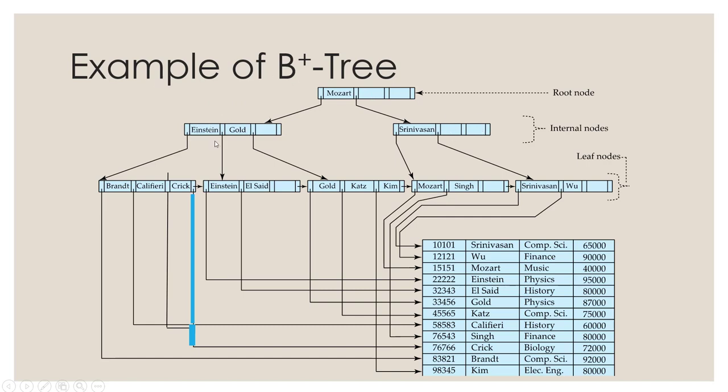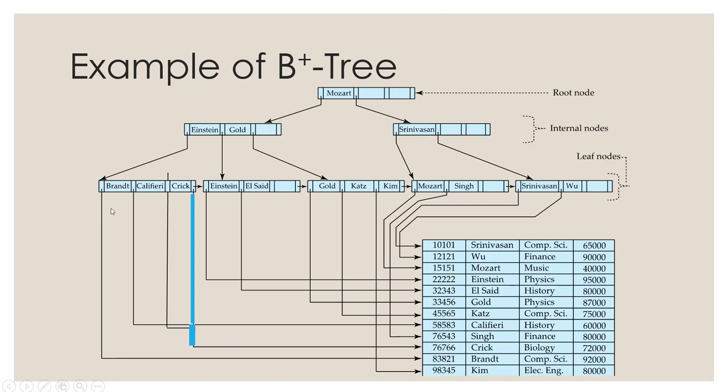Okay, and in between each value or index, you have these pointers. The pointer here is pointing to this particular node. The pointer in between Einstein and Gould is pointing to this node and so on. Okay, and here is the root node. So anything less than Mozart goes here. All of these are going to be less than this value. Anything greater than or equal to goes to this side.